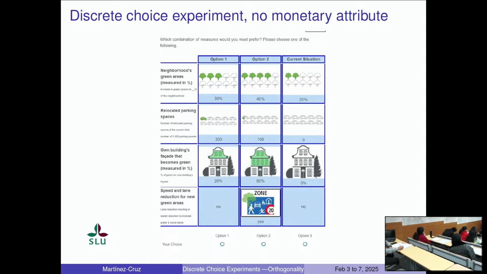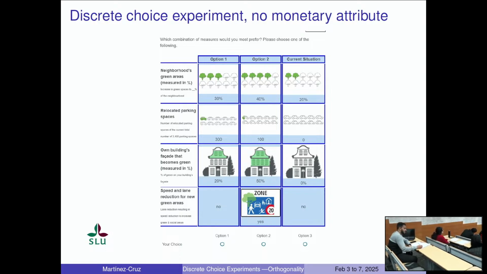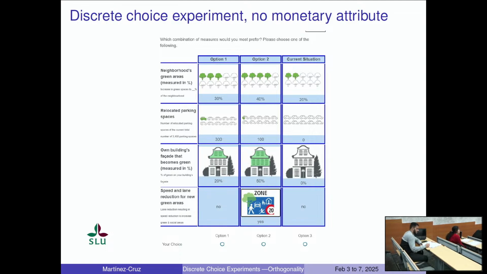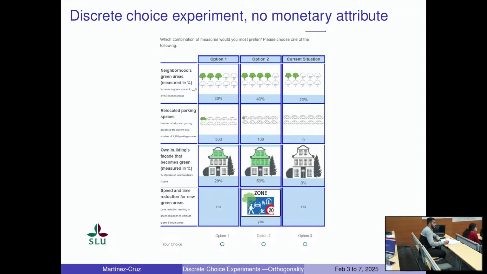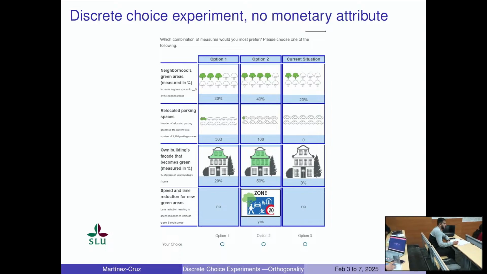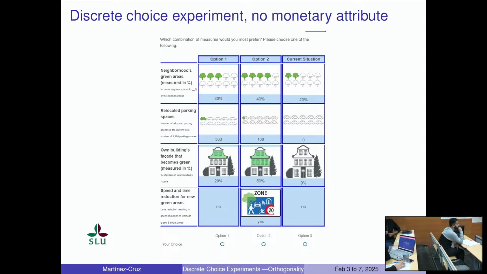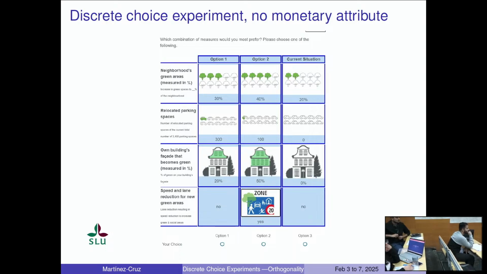Of these three, what do you think they were more willing to give up and less willing to give up? Parking space, facade, or lane? Who do you think? If we were going to implement this in your neighborhood, which one would they not want to give up easily, and which one would they be willing to give up the most easily?